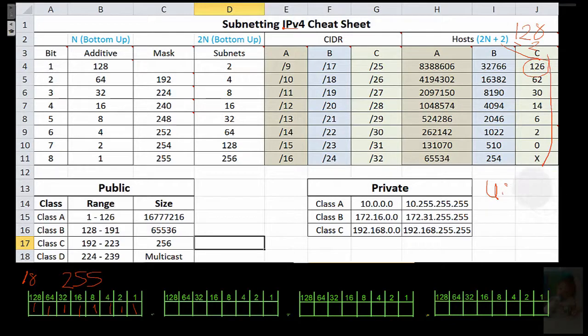But for a class C, as an example, this column corresponds to this CIDR notation. This column corresponds to this CIDR notation. And then A is going to correspond to this CIDR notation. Alright?